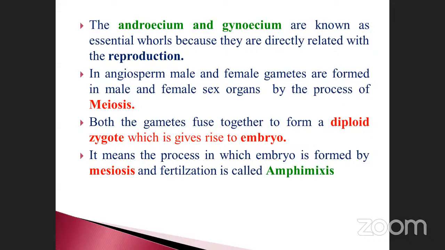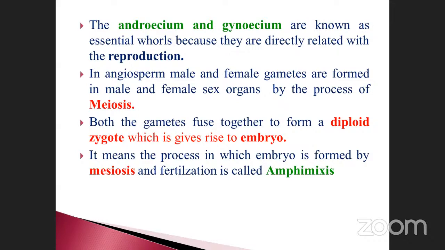In angiosperms, male and female gametes are formed in the male and female sex organs by the process of meiosis. This is very important. Both the gametes fuse together to form a diploid zygote, which gives rise to the embryo. The androecium and gynoecium produce the corresponding male and female gametes, which fuse together. After meiosis, what happened? The zygote converted into the embryo.